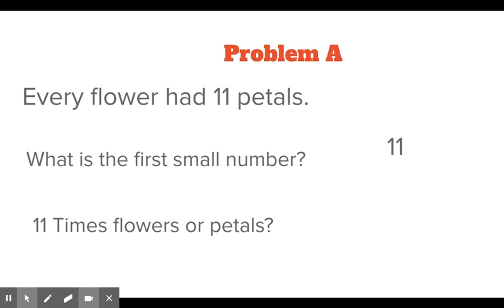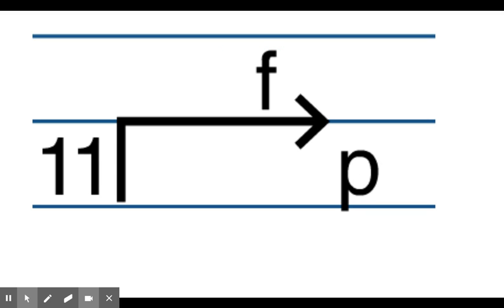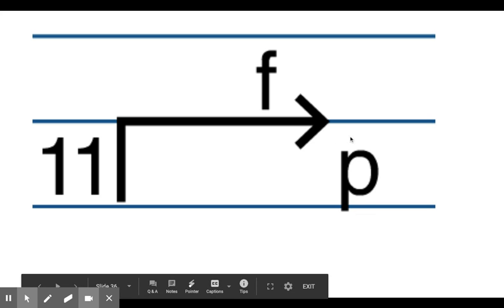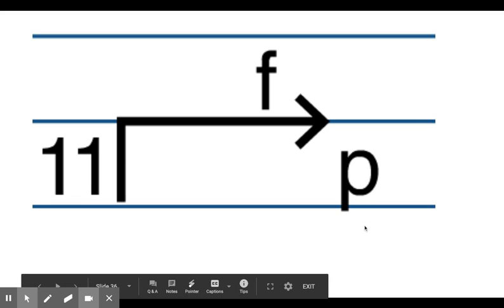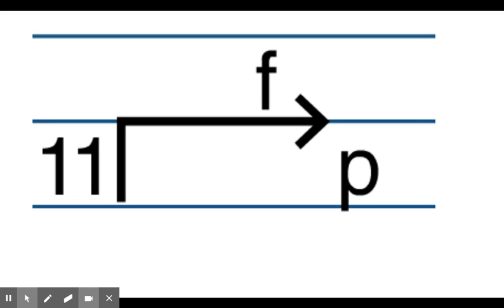Now, were there 11 times flowers or 11 times petals? What were there more of, petals or flowers? There were 11 times petals, right? There were more petals than there were flowers. So if we were to do a multiplication sentence, it would look just like this: 11 times flowers tells us petals. So if we had one flower, we'd have 11. If we had 2 flowers, we'd have 22. If we had 3 flowers, we would have 33 petals.